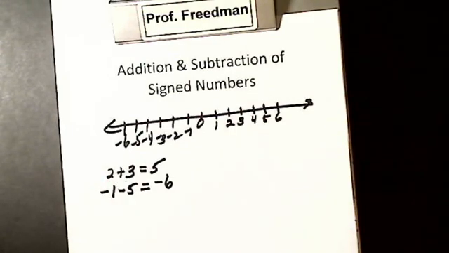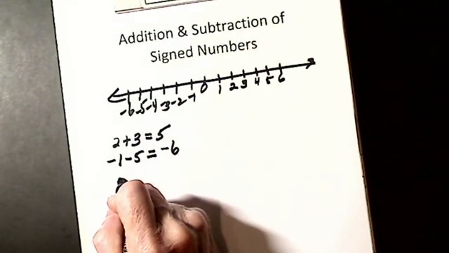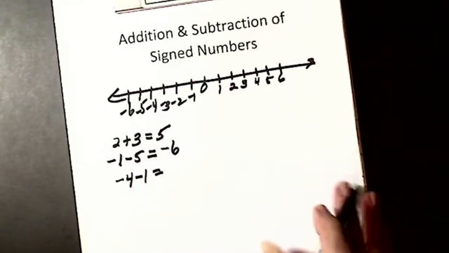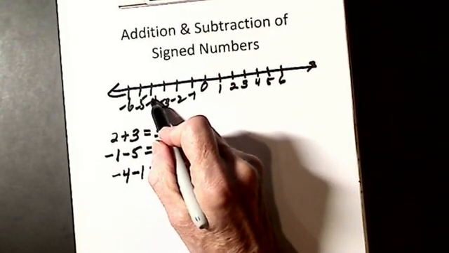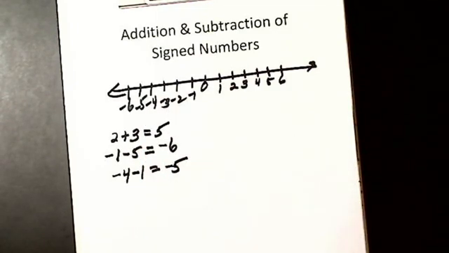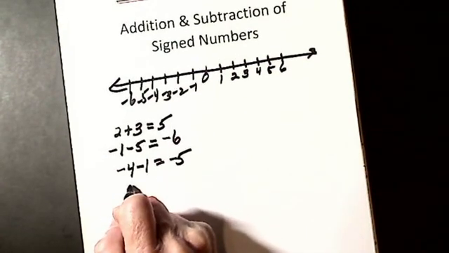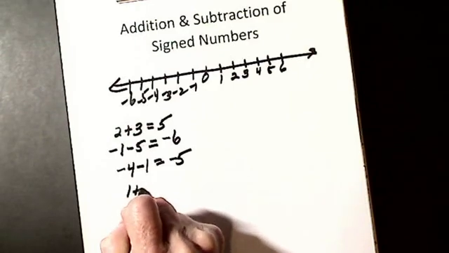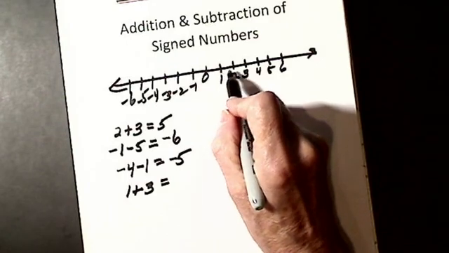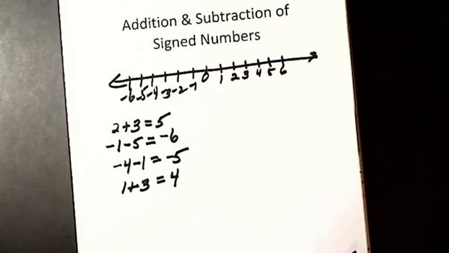All right, we'll do two more. Let's say I have -4, -1. That means I'm at -4. I go -1. I'm going to end up with -5. We'll do two positives. Let's say I have 1 plus 3. That means I start at 1, and I go 1, 2, 3. I end up with 4.